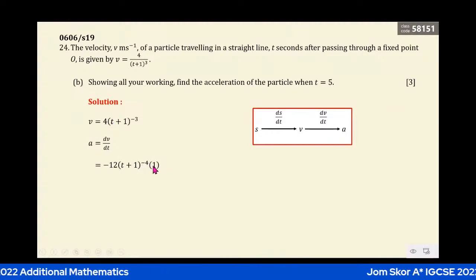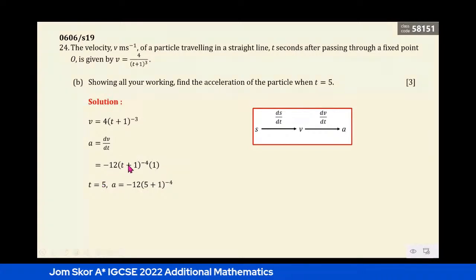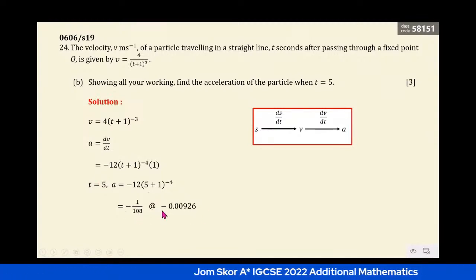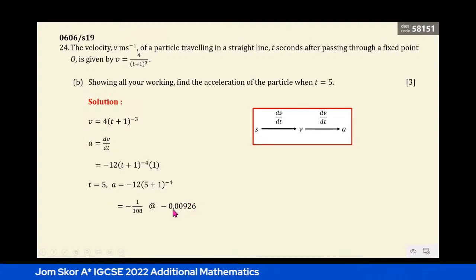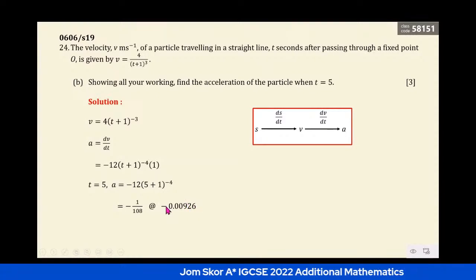Okay. Alright. So now kita nak cari acceleration when T is equal to 5. So you just substitute 5 into the A. So you will get A is negative 1 over 108, or you give your answer in 3 significant figures. Even though dia panjang kat sini kan. Okay, tapi 0.00 ni still lagi bukan significant figures. So this is the answer in 3 significant figures.